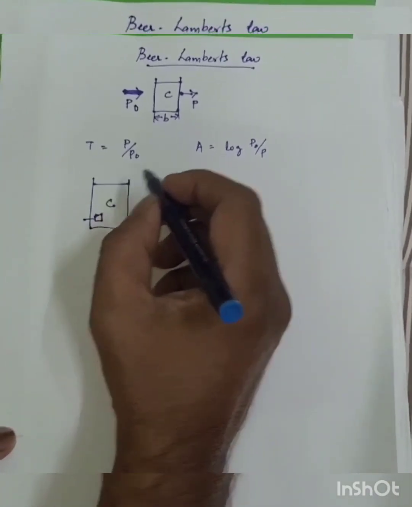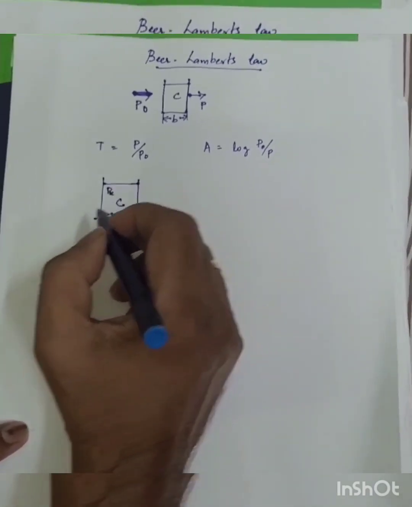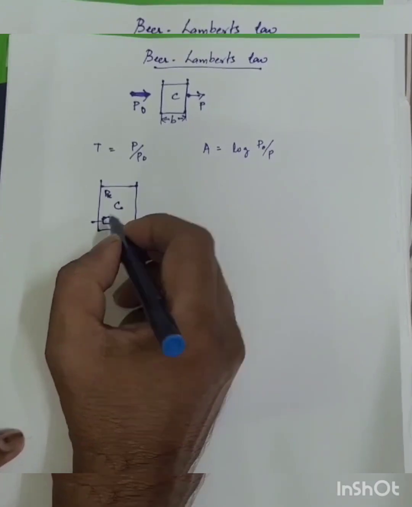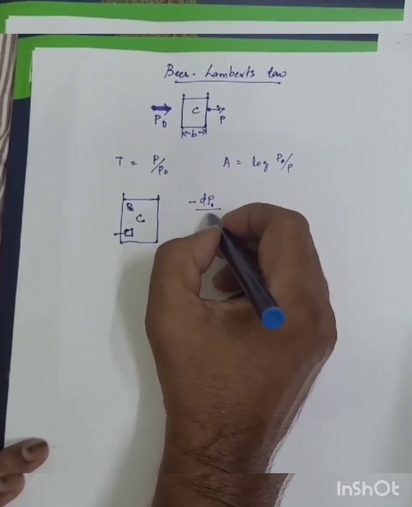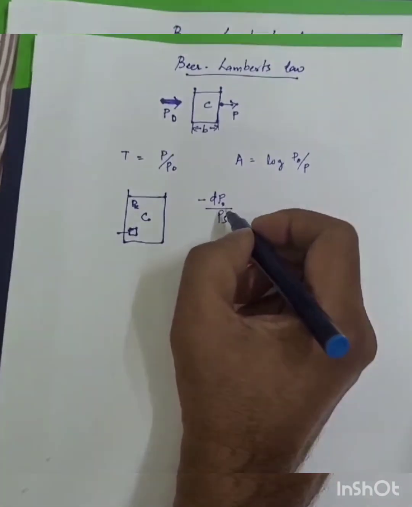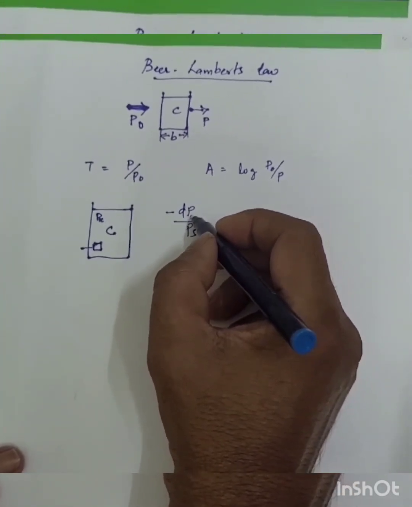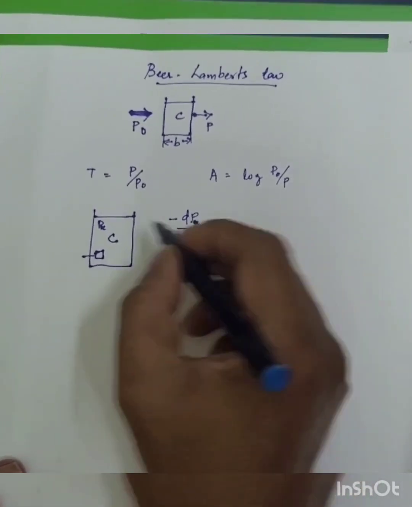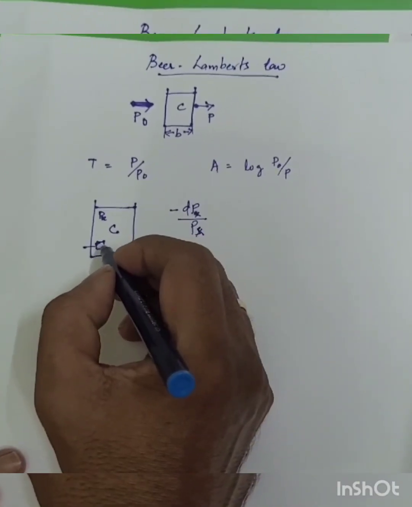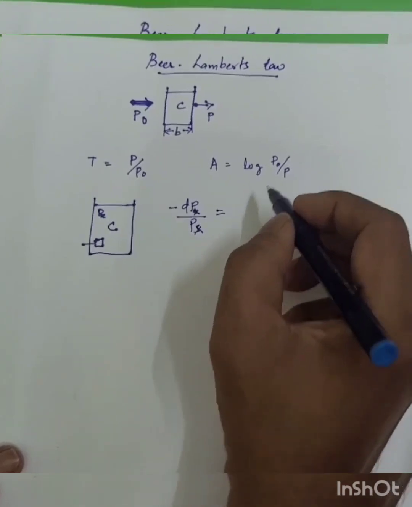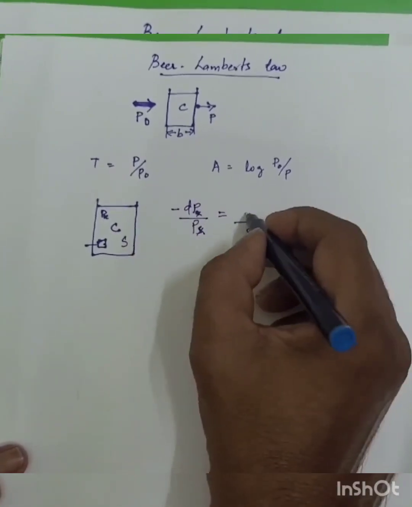Suppose Px is the total light in this cuvette. Suppose this small light which is absorbed here will be dPx. So we integrate dPx by Px, with a minus sign. Why? Because light is absorbed. Px is the total and dPx is the part absorbed, so the light intensity decreases in this integral part, which is equal to the total surface area S, and this small area is dS.